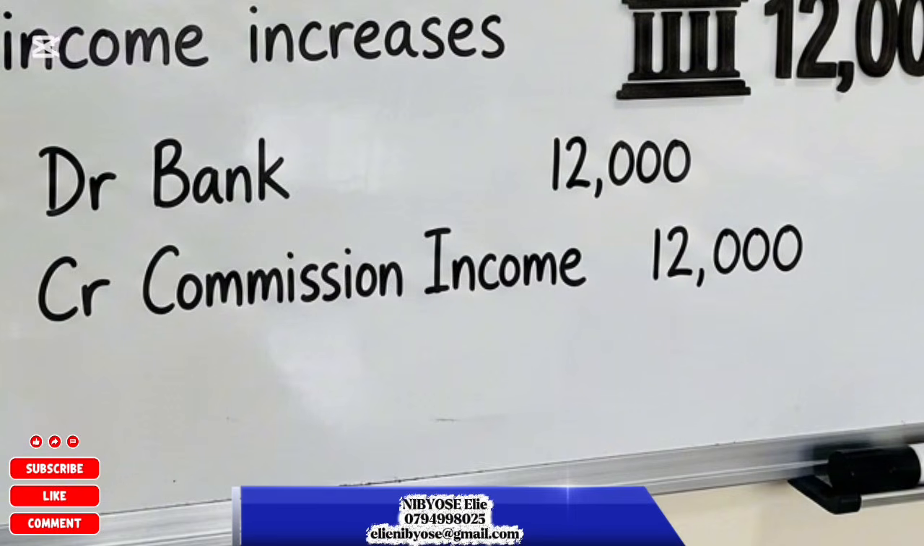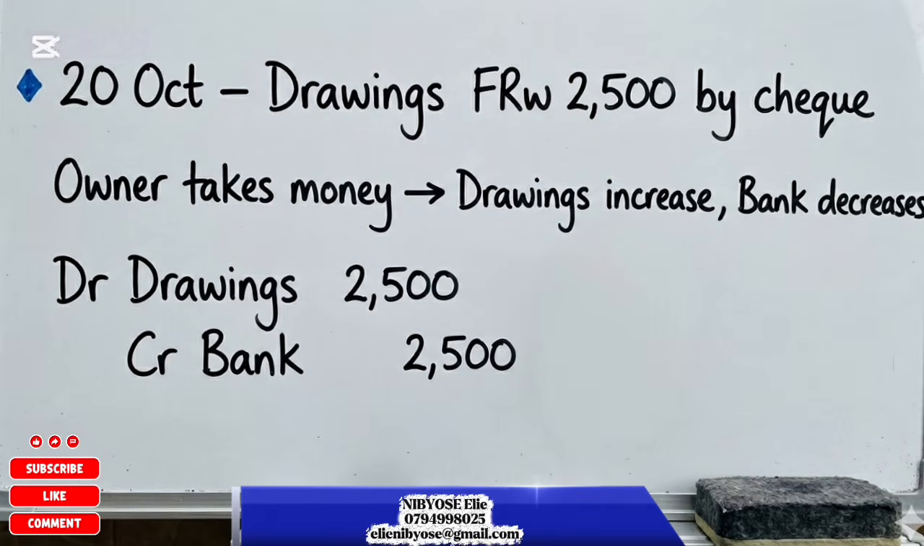And let's continue on the 20 October, where the drawings of 2,500 francs was made by check. To mean that if it's by check, it has to affect the bank account. So here the bank account is decreasing because the drawings, all the money taken by the owner for personal use, have been taken from the bank. It means the owner used the check to withdraw the money from the business bank account, and he takes it for private use.